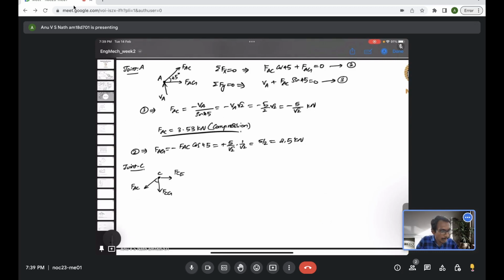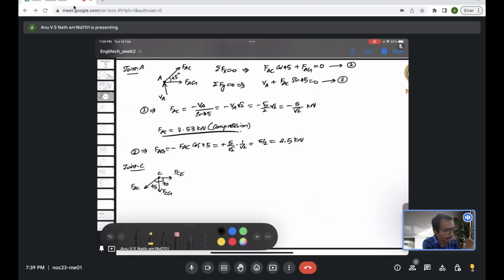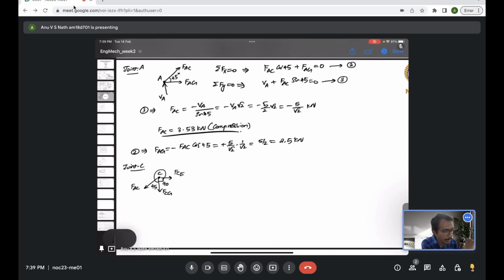Now this angle is 45 degree, this angle is 90. So like I said earlier, here I may use the sine rule, because these are 3 forces passing through a single point C, concurrent forces. Now what is this outer angle? We need that angle, right? So it's 360 minus 90 minus 45. So it's 360 minus 135, which is 225 degree.